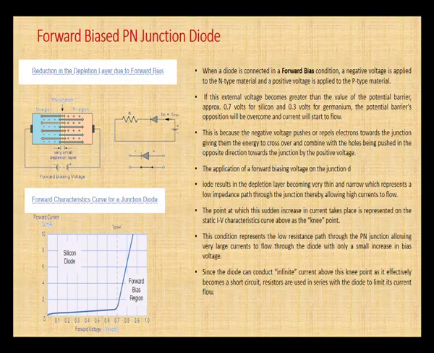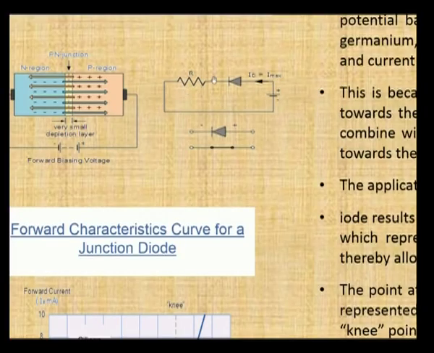Since a diode can conduct infinite current above this knee point, as it effectively becomes a short circuit, resistors are used in series with the diode to limit its current. In the schematic we can observe we have placed a resistor in front of the diode. In the conduction mode there will be an increase in the current, that is, the diode will conduct infinite current. So, for limiting the current, a resistor is placed in front of the diode.